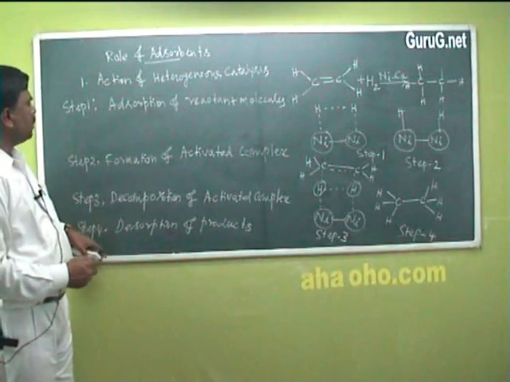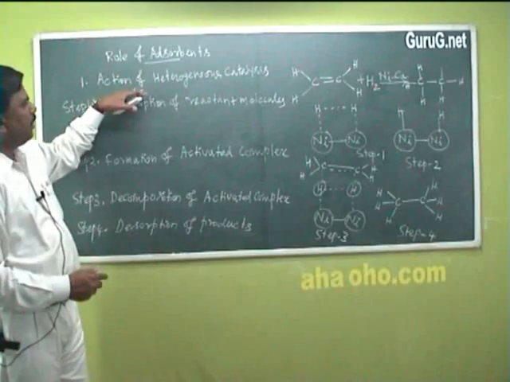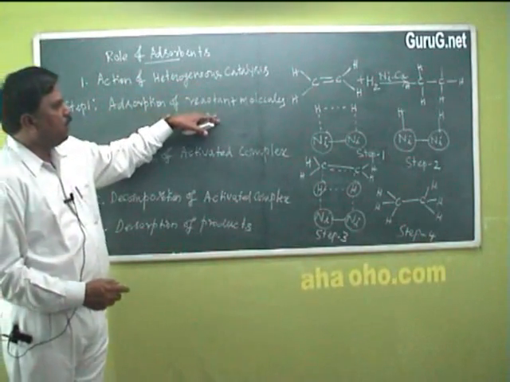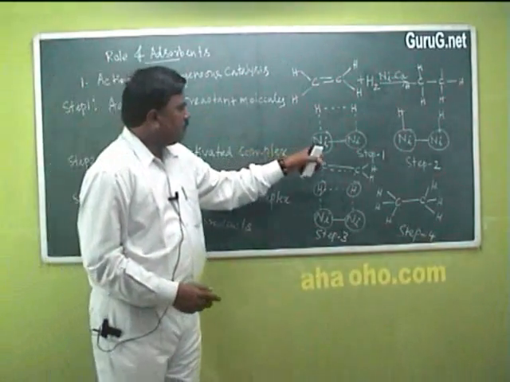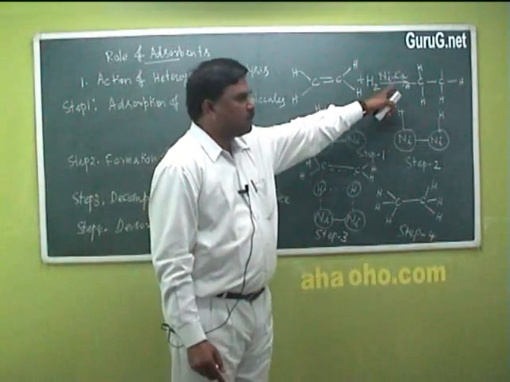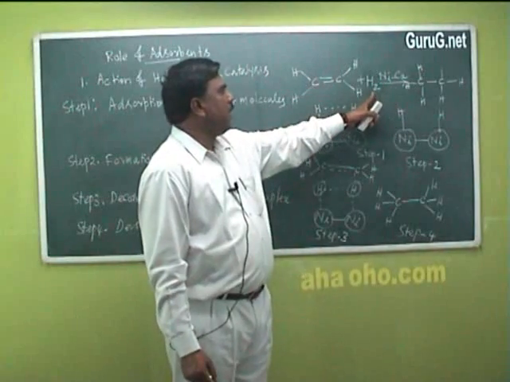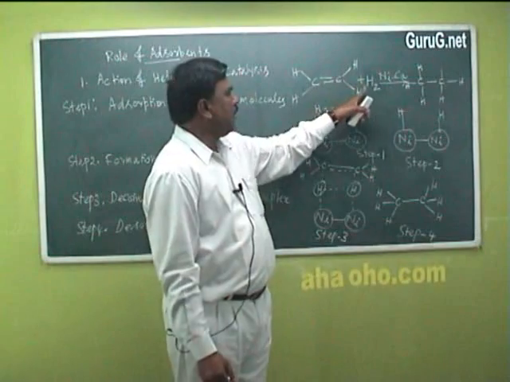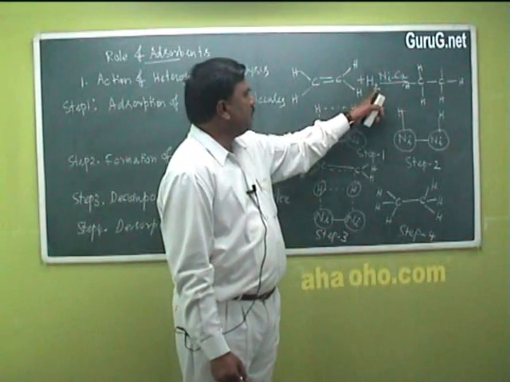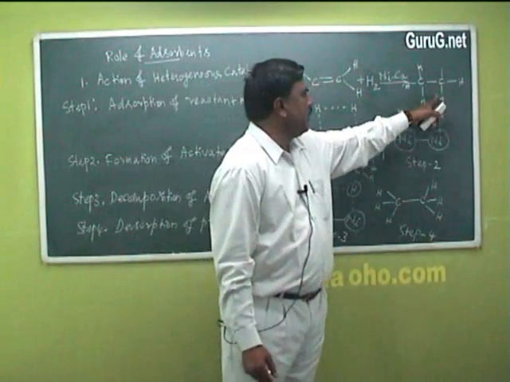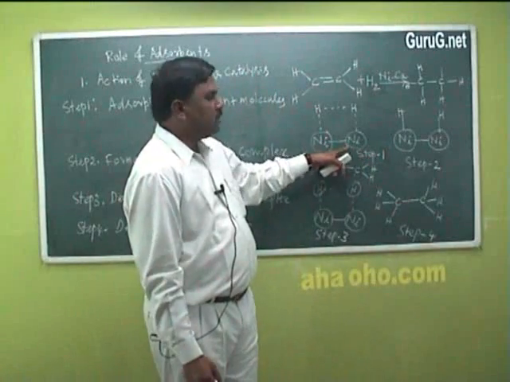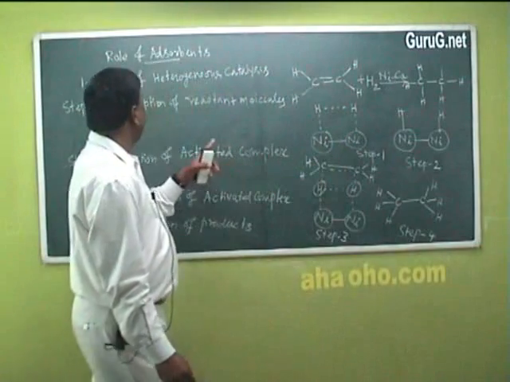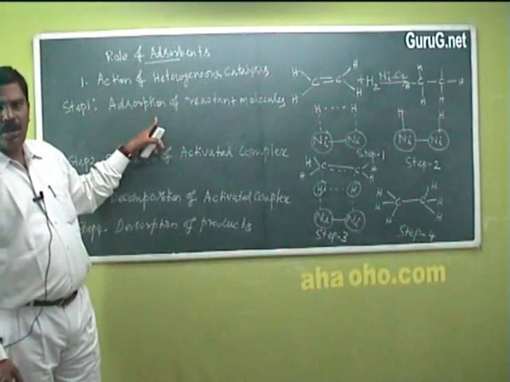It involves 4 steps. First one is action of heterogeneous catalysis. The first step is adsorption of reactant molecules. Nickel is the surface catalyst. It is a solid adsorbent that adsorbs the hydrogen on its surface, with ethylene and hydrogen present. This hydrogen adds to the ethylene, which gives ethane. So this nickel will adsorb the hydrogen, 2 hydrogen atoms. This is step 1, that is adsorption of reactant molecules.